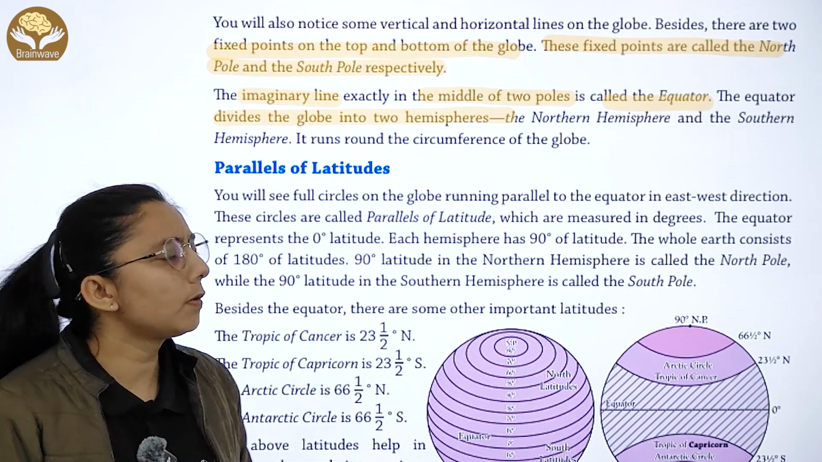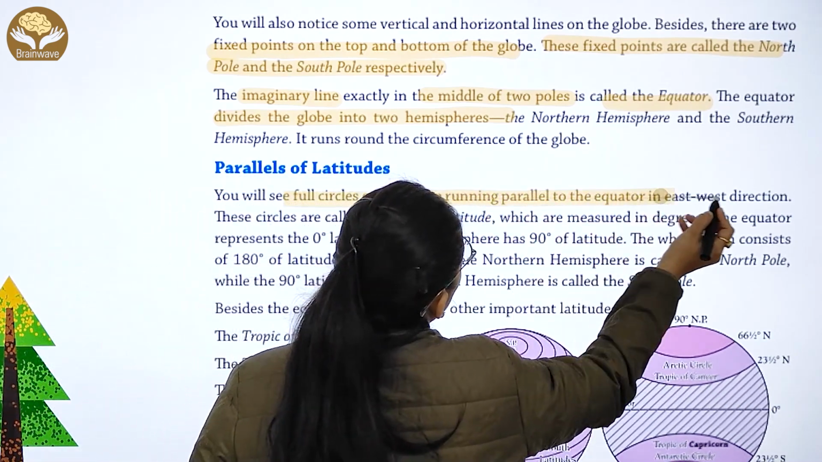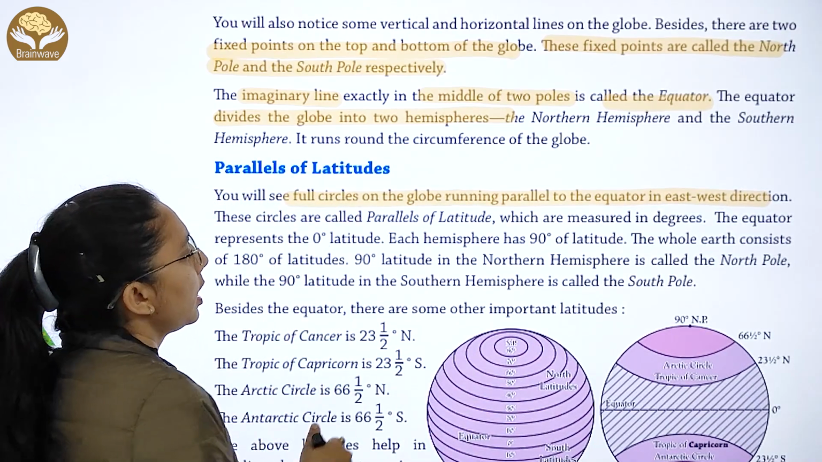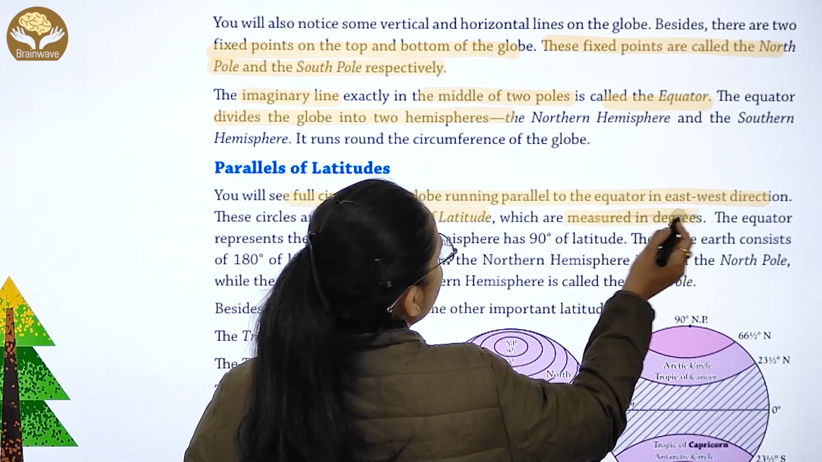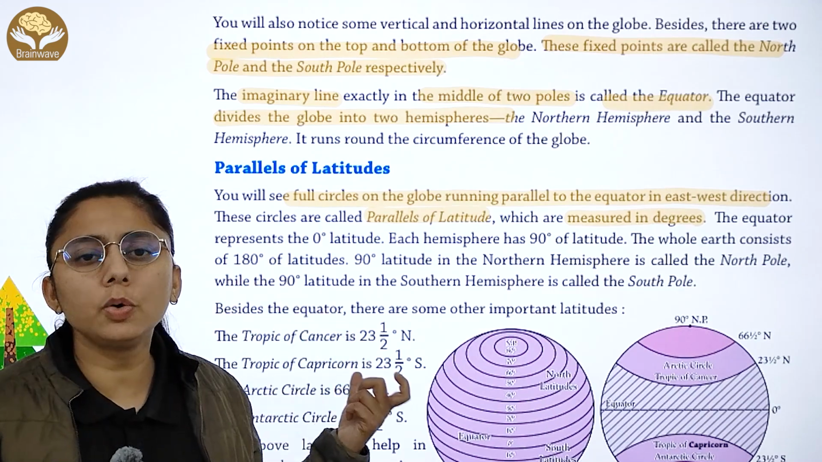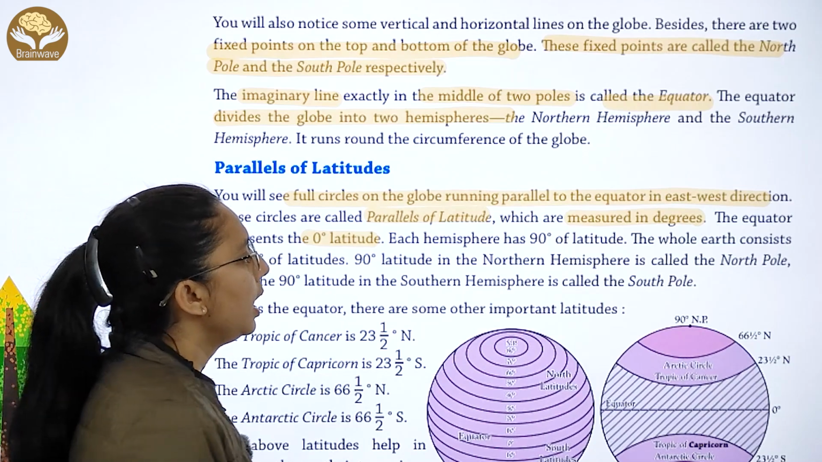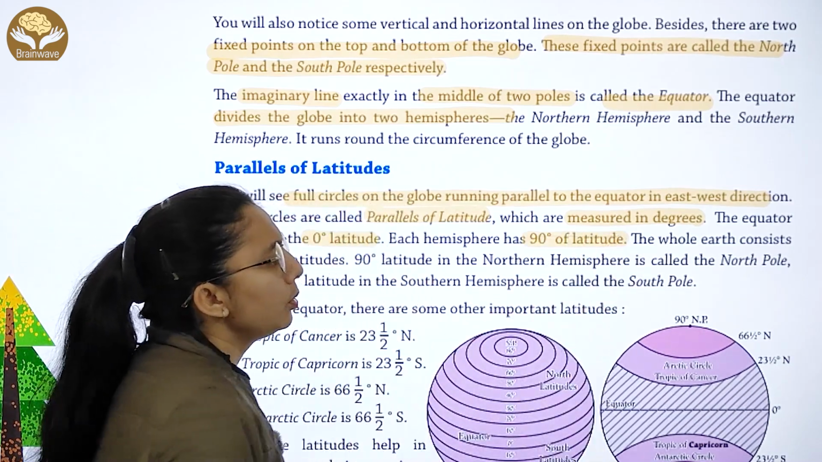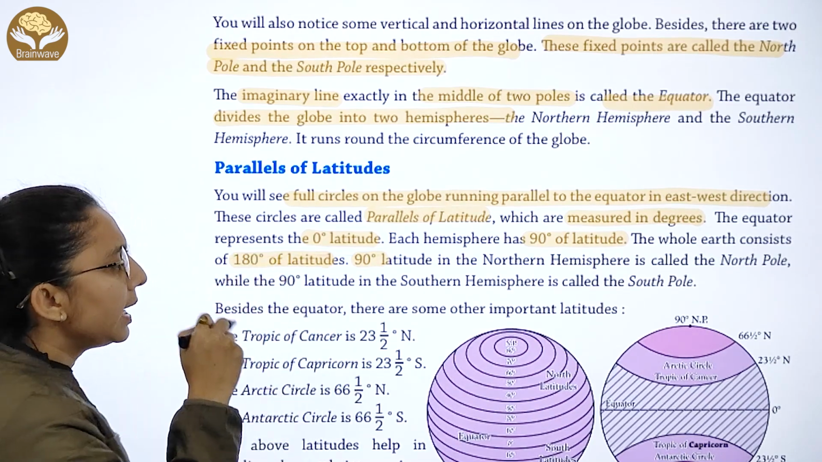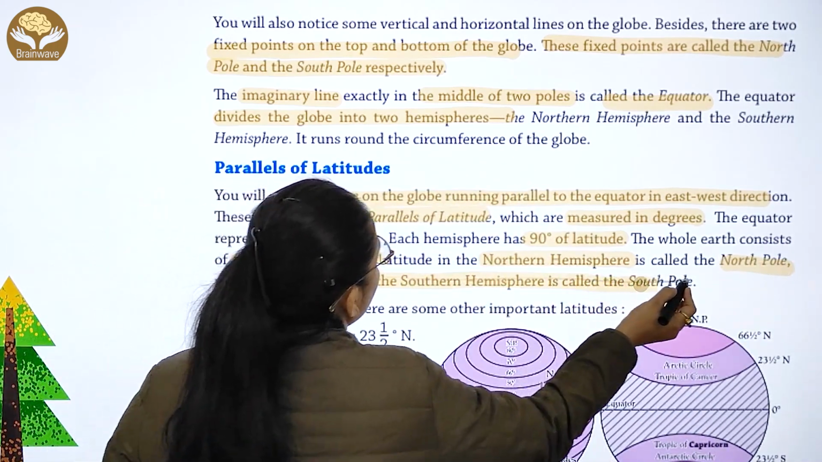Let's talk about the parallels of latitude. You will see full circles on the globe running parallel to the equator in the east-west direction. What are these circles called? They are called parallels of latitude, and they are measured in degrees. The equator represents 0 degree latitude. Each hemisphere has 90 degrees latitude, and the whole earth consists of 180 degrees of latitude. That is 90 degrees in the northern hemisphere, which is called North Pole, and 90 degrees in the southern hemisphere, which is called South Pole.